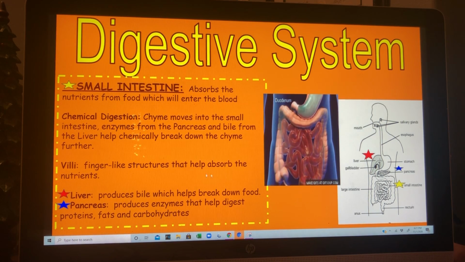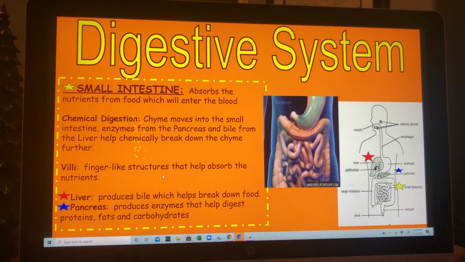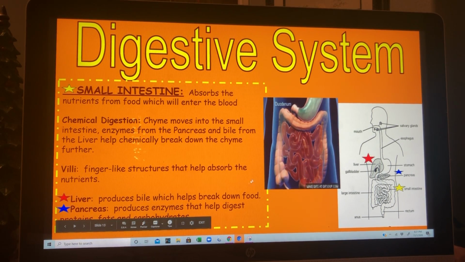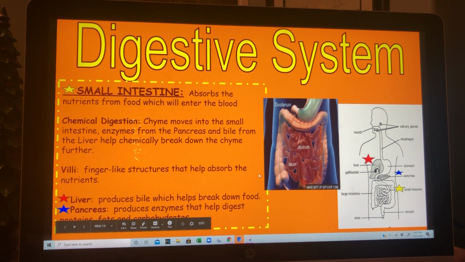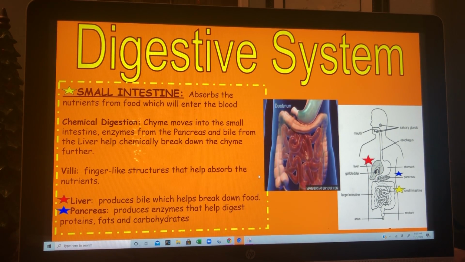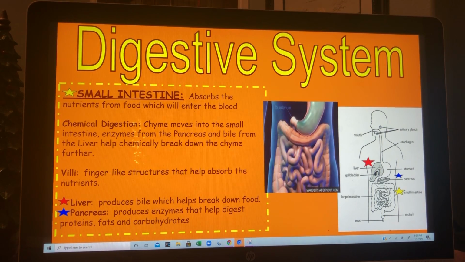Inside the small intestine are villi. These are finger-like structures that help absorb the nutrients. The liver is part of the digestive system. It produces bile, which helps break down food. And the pancreas is also part of the digestive system. It produces enzymes that help digest proteins, fats, and carbohydrates.